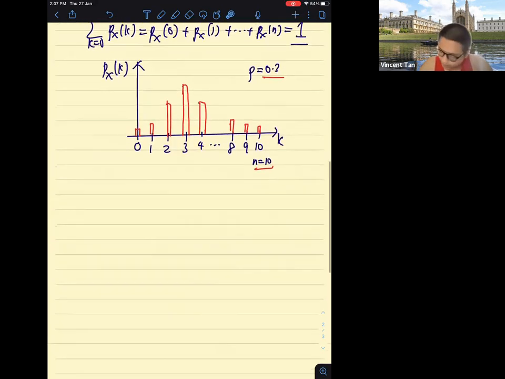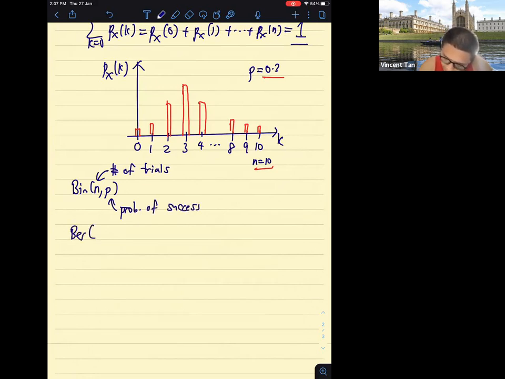Okay. So another example is that of a geometric random variable. By the way, I want to say something. The binomial random variable is typically written like this, binomial of n, p. So n is called the number of trials, the number of times you throw the coin, and p is usually called the probability of success. Last time we also saw a random variable called the Bernoulli random variable, and it's only parameterized by p. The Bernoulli random variable is actually the binomial random variable with one trial and probability of success p, because you're only throwing the coin once.